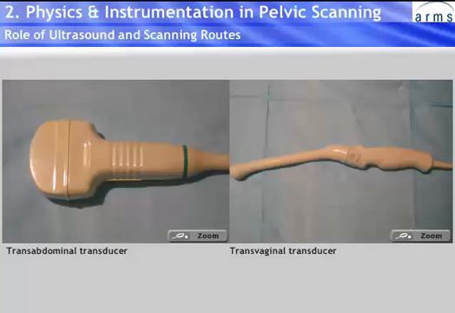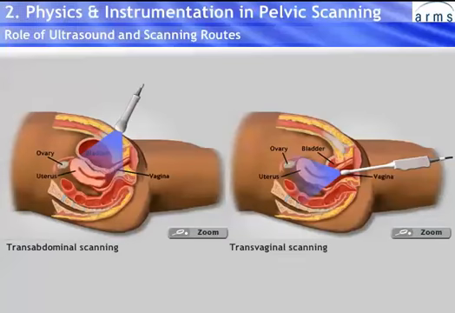The uterus and pelvis can be scanned by both the transabdominal or transvaginal route using different probes. Scanning by the transabdominal route produces a wide overview of the pelvis. Scanning by the transvaginal route produces a more detailed but narrower and shallower view.